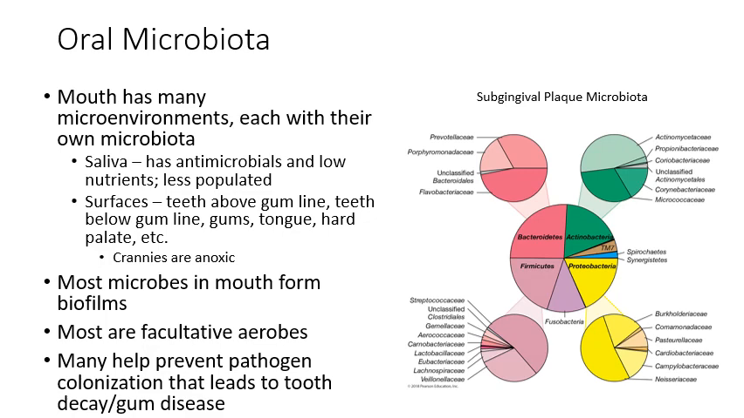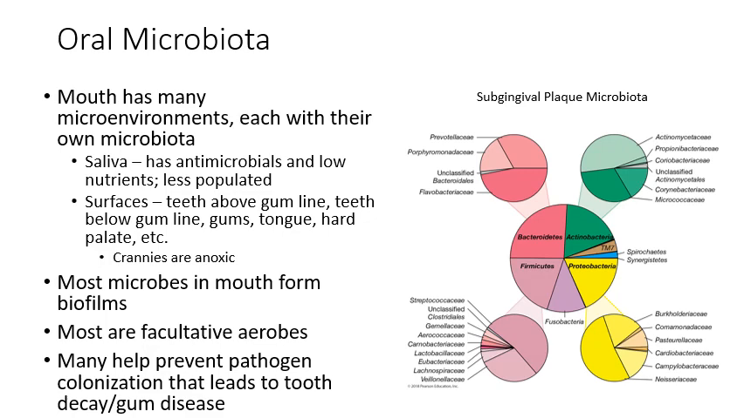The teeth above the gum line is actually a different microenvironment from the teeth below the gum line. So you have different microbiota for each of those microenvironments. Then you have the gums themselves, the tongue, different surfaces on the tongue, the hard palate, the soft palate. All the different surfaces in the mouth are going to have basically their own microenvironment and their own microbiota.